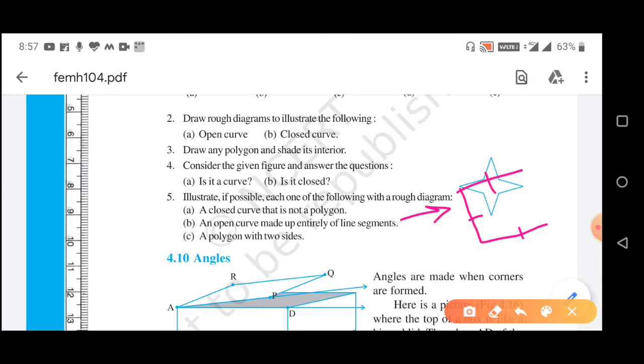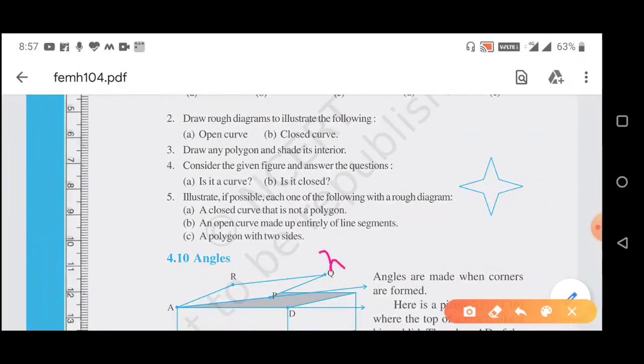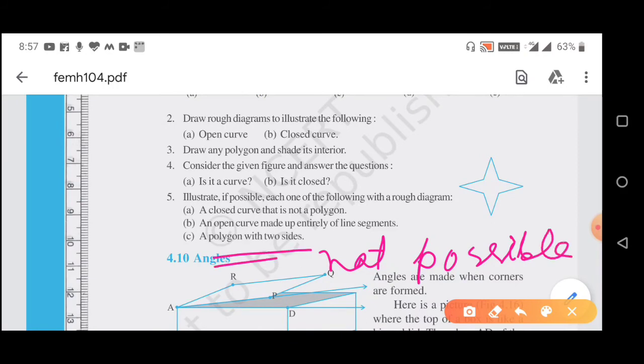Question C, a polygon with 2 sides. What we know? We know polygon is a closed curve made up of line segments. If we take 2 sides, we cannot close the curve. It will be open. Since it will be open, it cannot be a polygon. So it is not possible for us to draw a polygon with 2 sides.